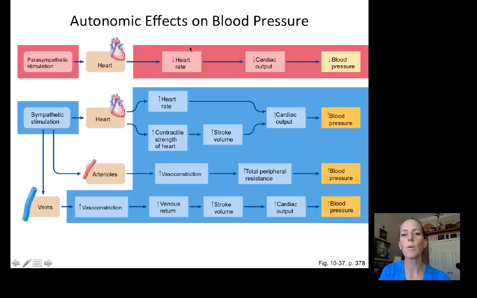All right, take a moment to now review the parasympathetic and sympathetic effects on blood pressure. Sympathetic can do much more than parasympathetic. Sympathetic can affect heart rate, it can affect total peripheral resistance, and it can affect stroke volume. Parasympathetic can only affect heart rate.